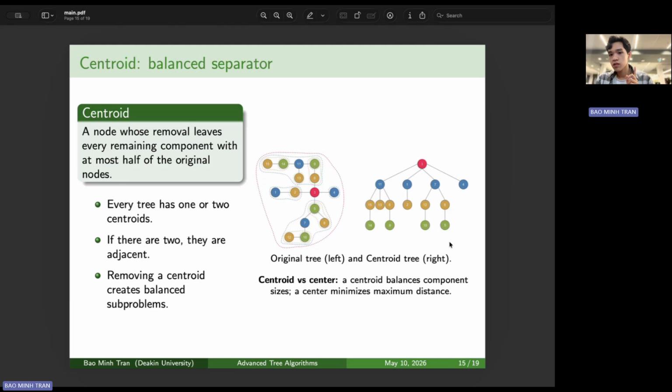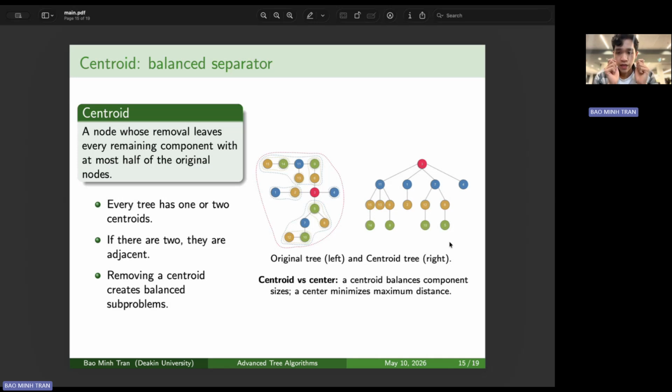First, I'll tell you what a centroid is. There's a very interesting property of a tree: there is at least one and at most two centroids. When you delete a centroid from the tree, it is disconnected into connected components, a forest of trees, and each of which cannot have a size of more than half of the original tree before removing that node. That is very interesting.